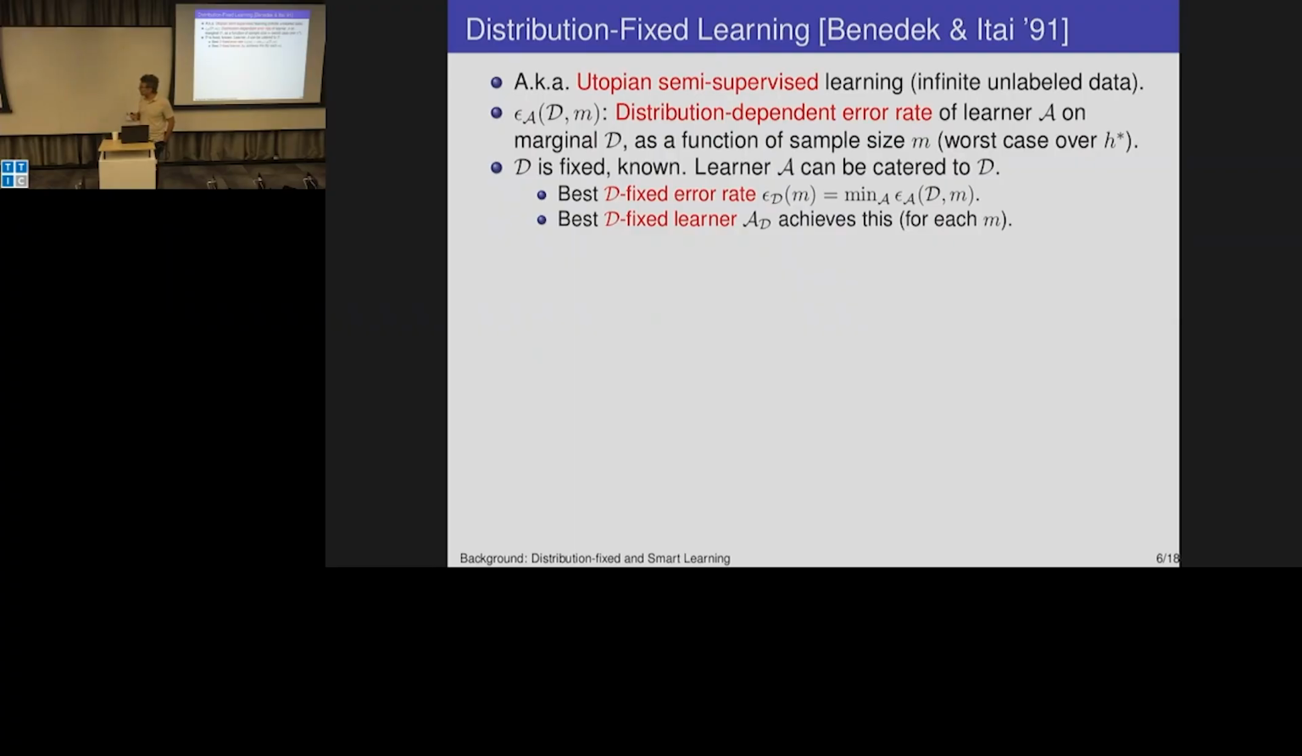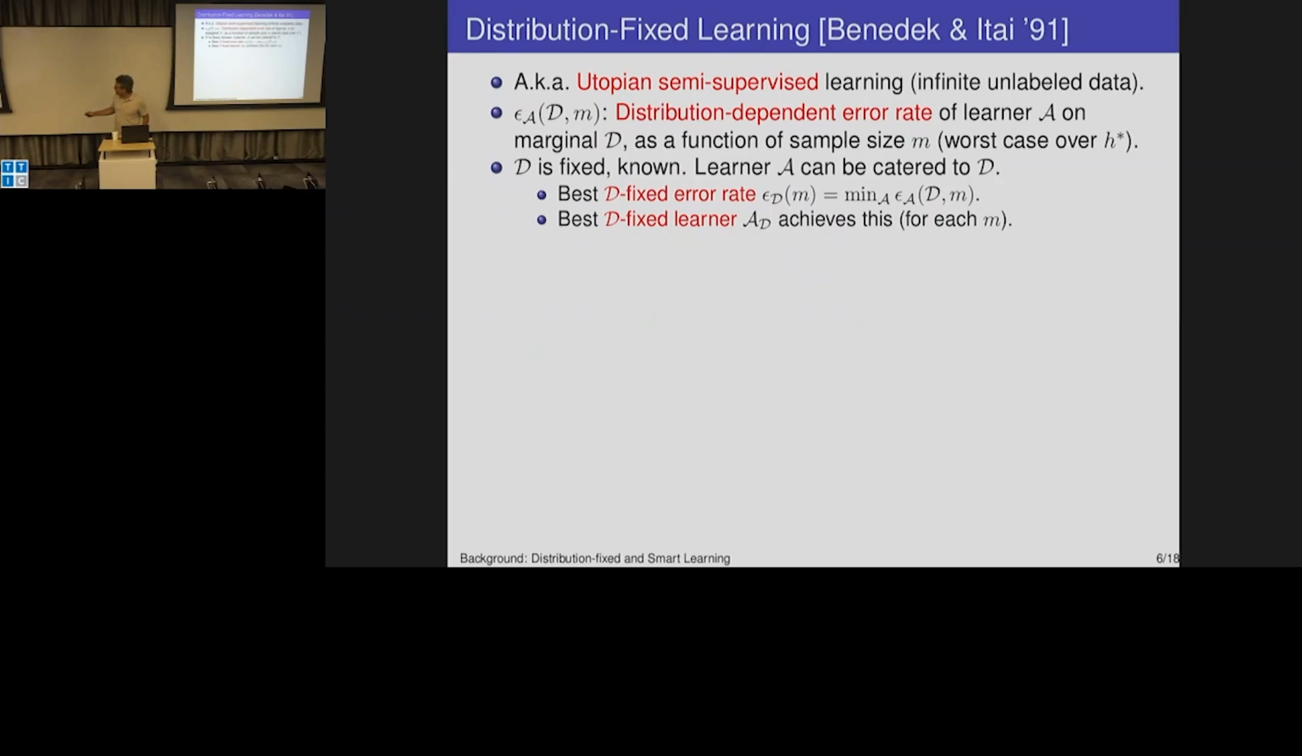Okay? So in distribution fixed learning, I'm going to assume that this marginal is fixed and I can design my learner perfectly to the marginal distribution. I'm going to cater my learner to the distribution D. So the best thing I could do in that case for a particular distribution D is I could take the minimum over all learners of the performance of the learner on that distribution.